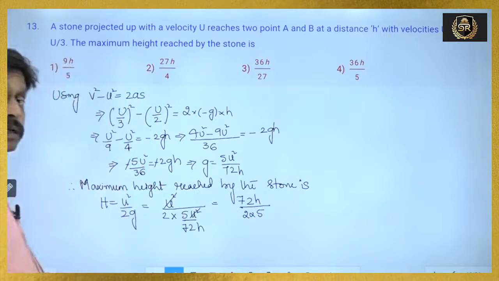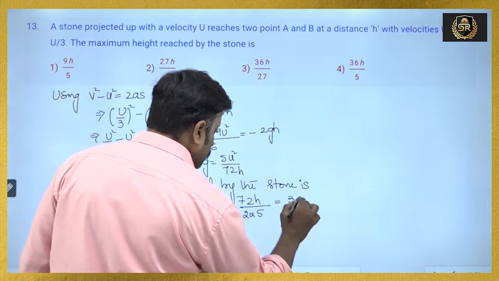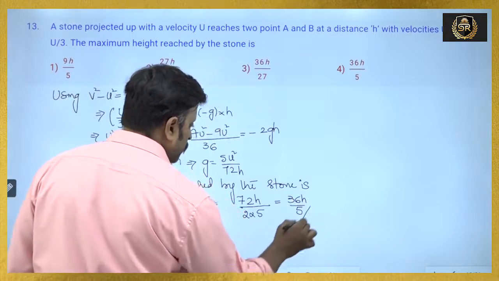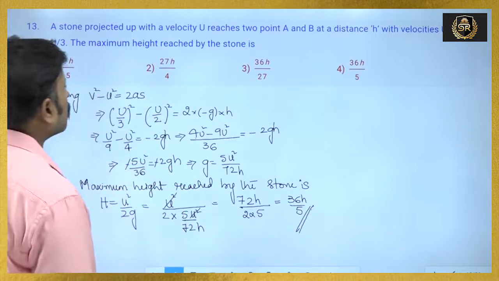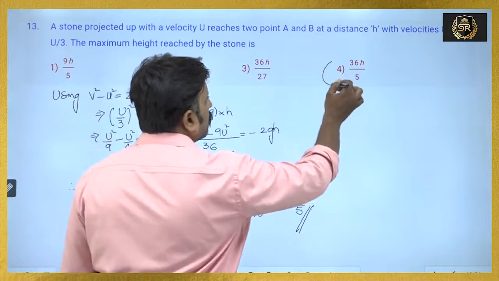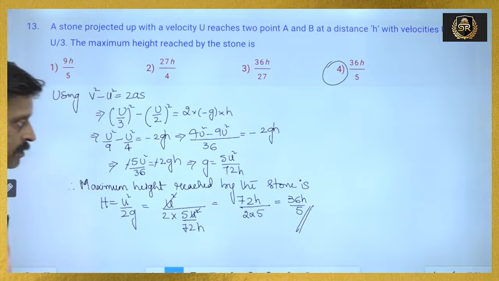2 goes here 36 times. So I can write 36h by 5. This is the final answer. So where is the 36h by 5? Fourth option is correct option. Okay.